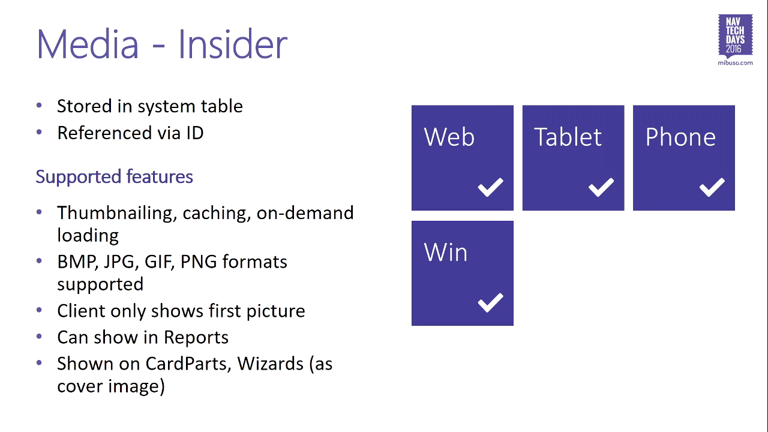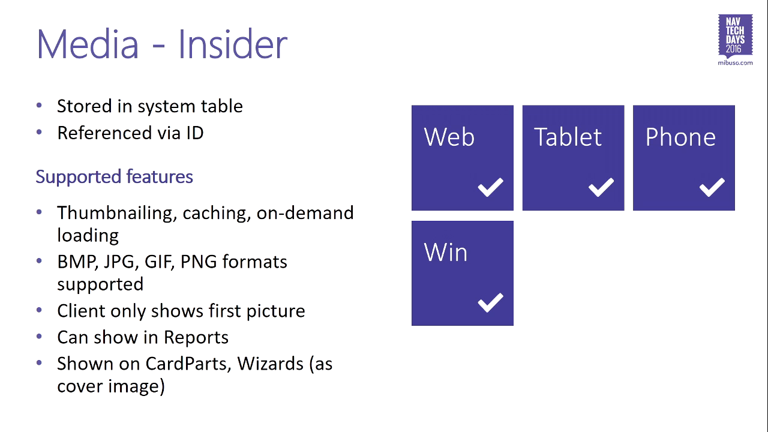And next, it says that the client only shows the first picture. Let me explain what this means. We have the media field, and we actually have another one called media set. This is used if you want to store several images into one field, for example, if you want to store images of an item from different angles.